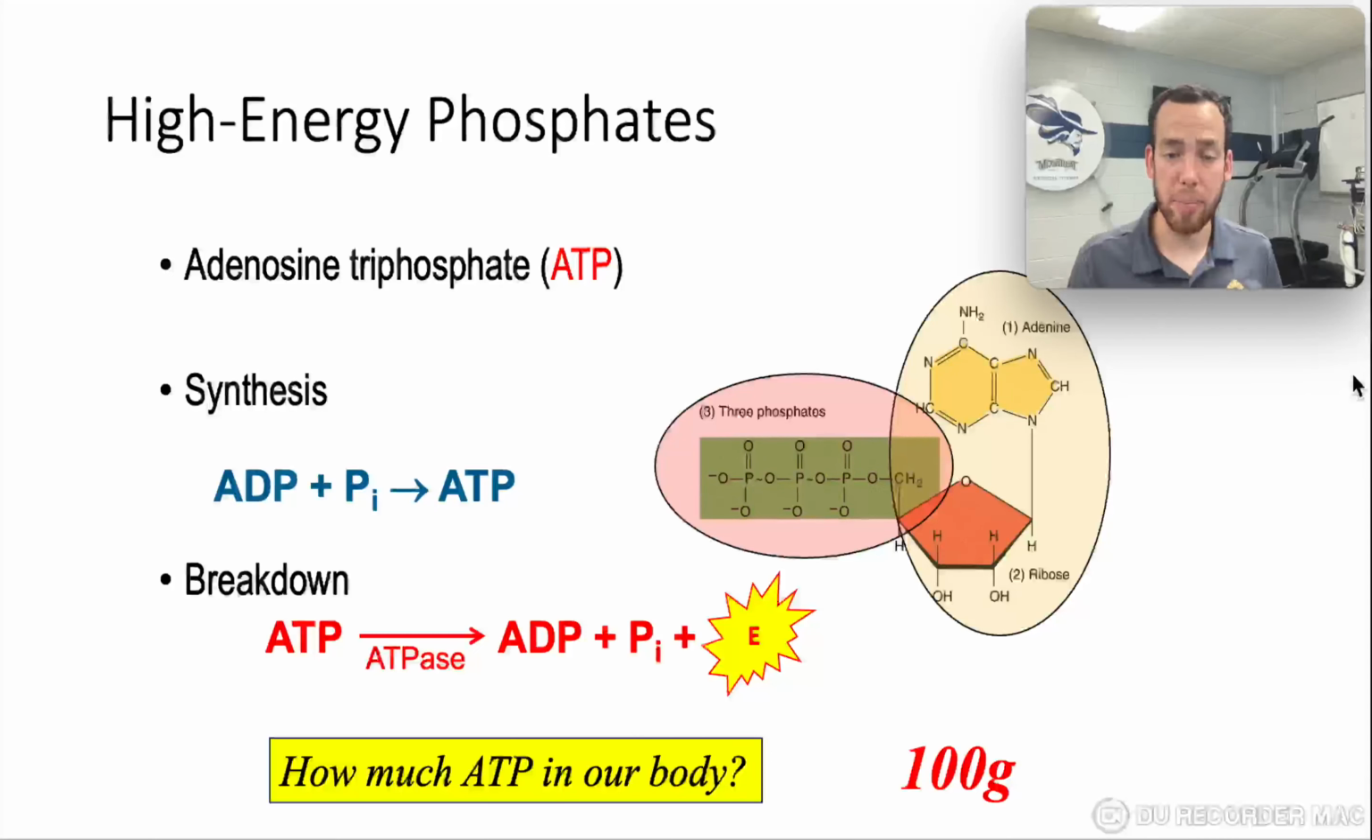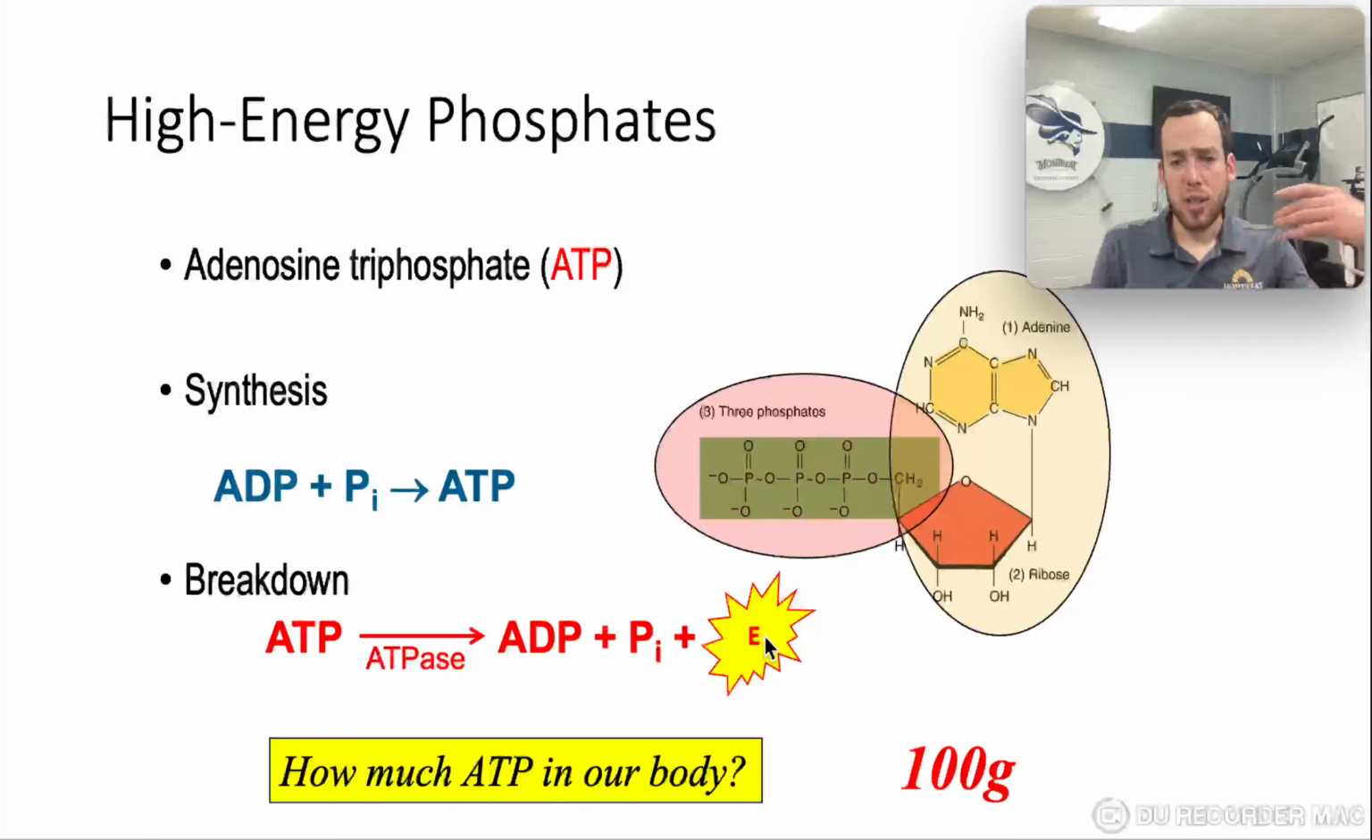Now, what we have in great abundance within the body is this ADP. Because we're breaking ATP down into ADP, which is adenosine diphosphate, we have these pieces. Now, if we add an inorganic phosphate to ADP, that's when we get ATP, right? Because diphosphate plus phosphate equals triphosphate. So we have energy production by breaking ATP down using ATPase into ADP, inorganic phosphate, and energy.